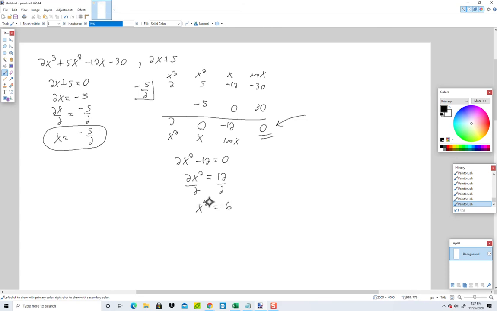Now, the square root property says if you got something squared equal to something else, then you're going to drop your second power, and you put a plus or minus square root around the other side. And I can't simplify that anymore, so you got x equals negative 5/2, and then our other two real answers are plus or minus square root of 6.